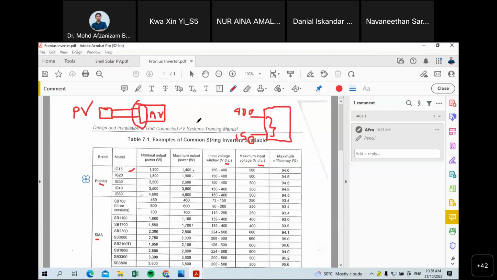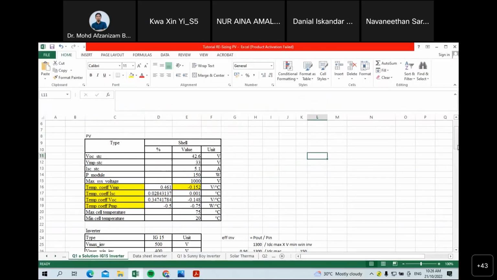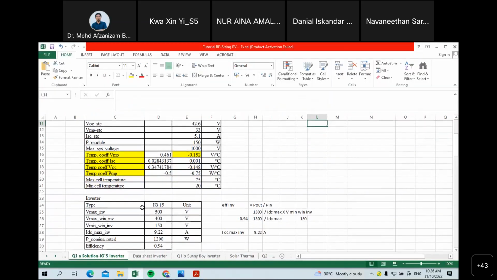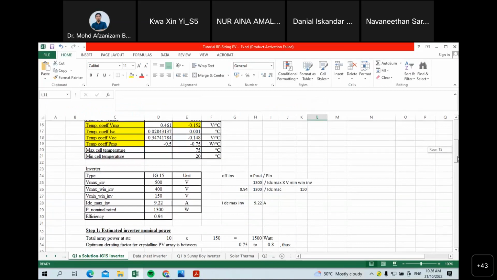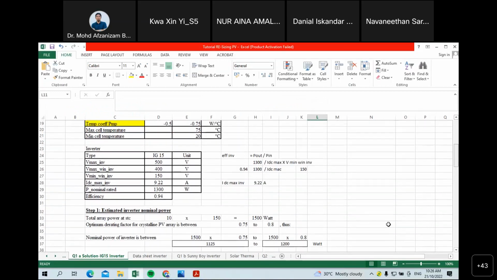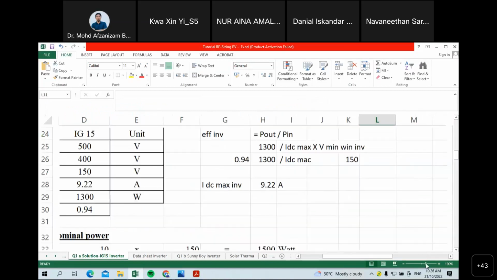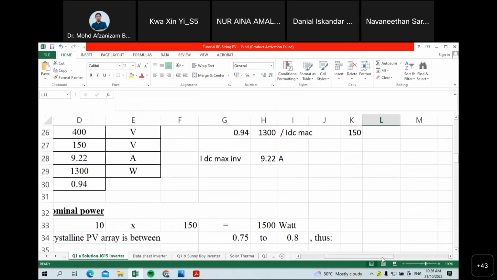Meaning to say, the first step, we need to choose the right inverter. So how to do this? First thing first, we'll put the data inside here. Or I think we try to go this one first, and then we will see how to select based on this one.